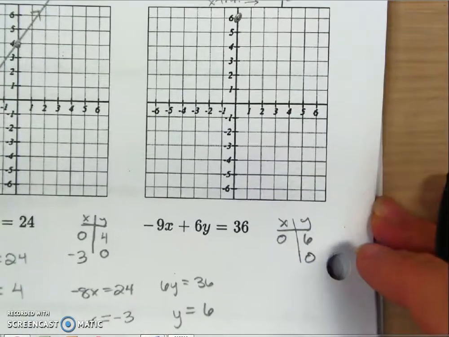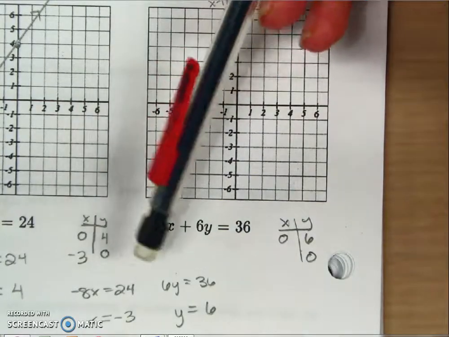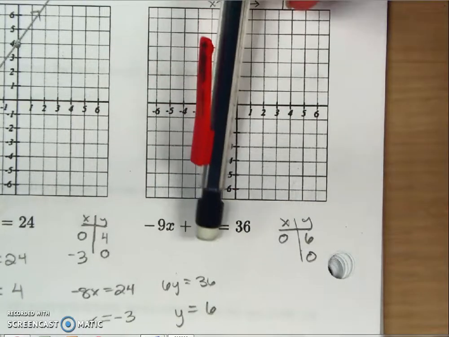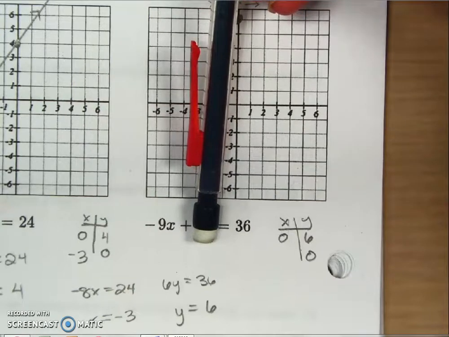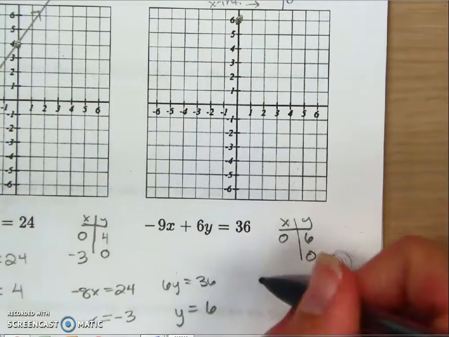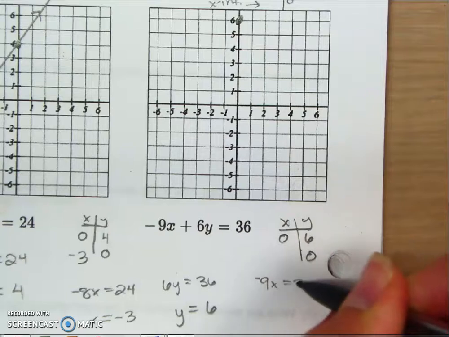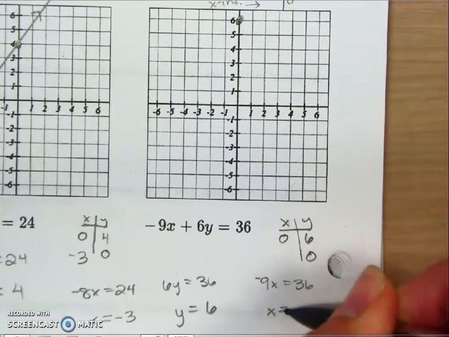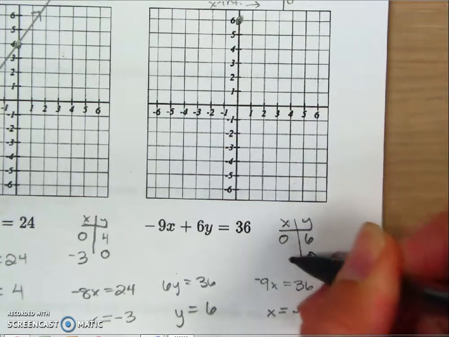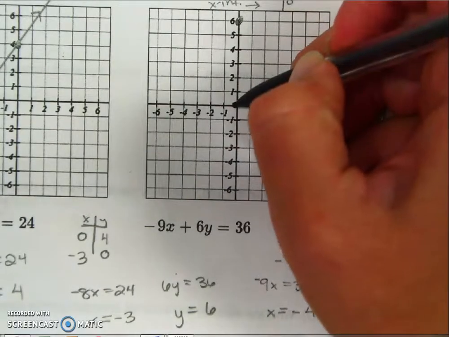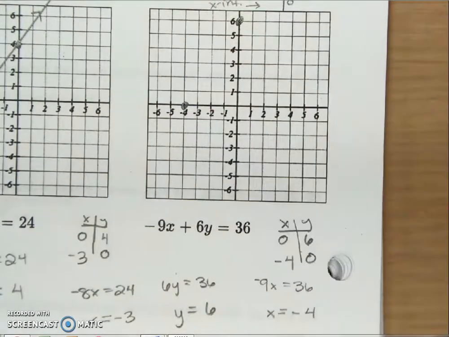Now for the x-intercept. If I cover up the y, basically plugging in 0 for y, I get negative 9x equals 36. Negative 9x equals 36. Dividing by negative 9 tells me x would equal negative 4. All right, so then we have (-4, 0) is another point on this line.